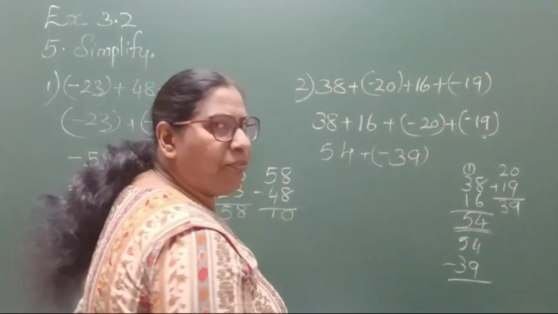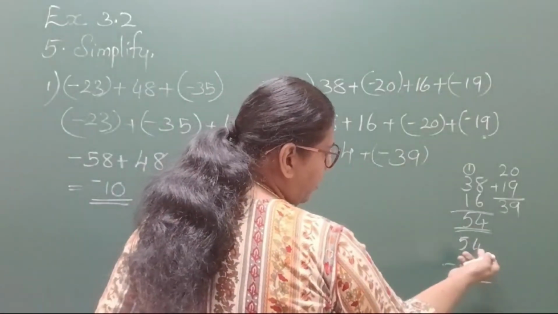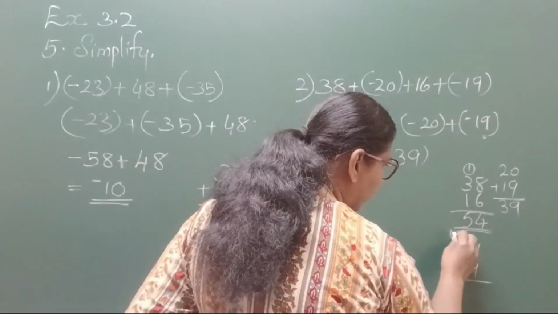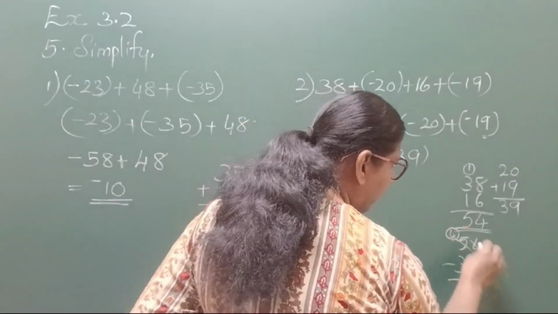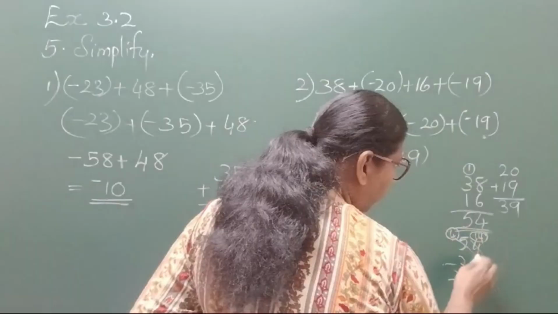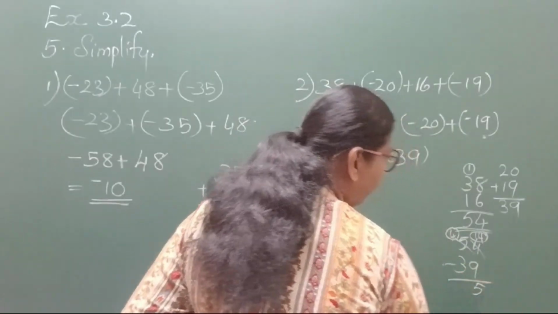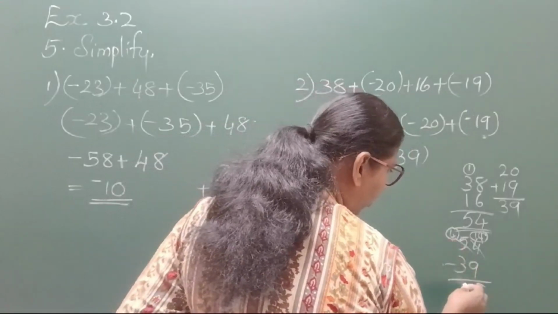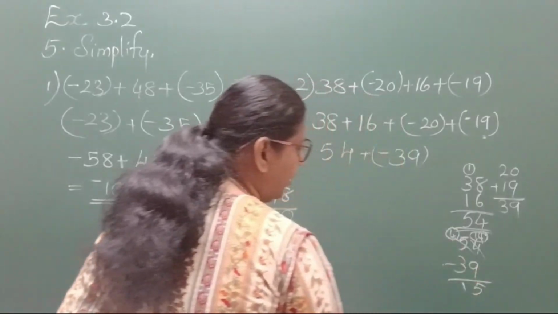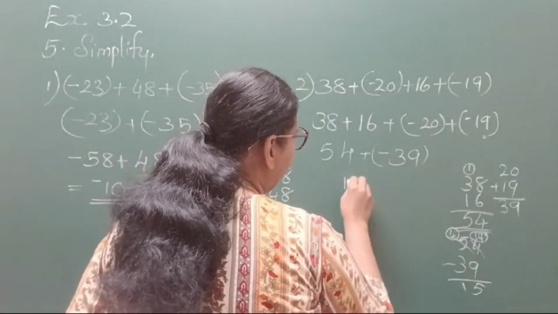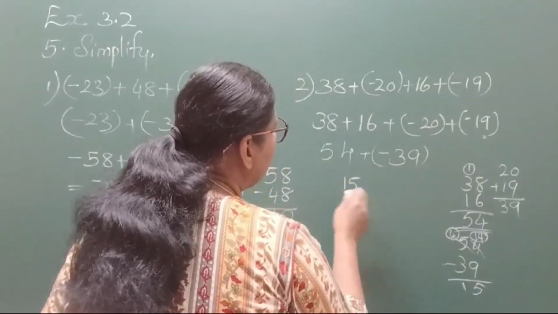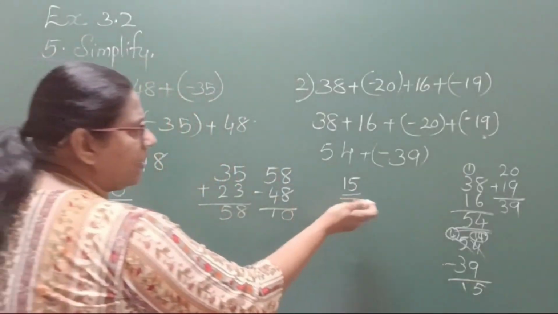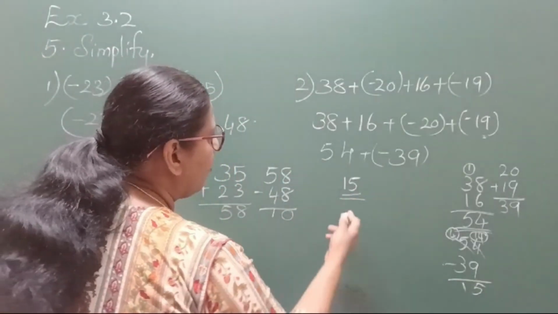54 minus 39. From 4 we cannot subtract 9, so we have to borrow from here. This will become 4 and this 4 will become 14. 14 minus 9 is equal to 5. Remaining here 4. 4 minus 3 is equal to 1. So our answer is 15. The greater number's sign is positive, we don't need to put that. So as it is, we'll write 15. Our answer is 15.